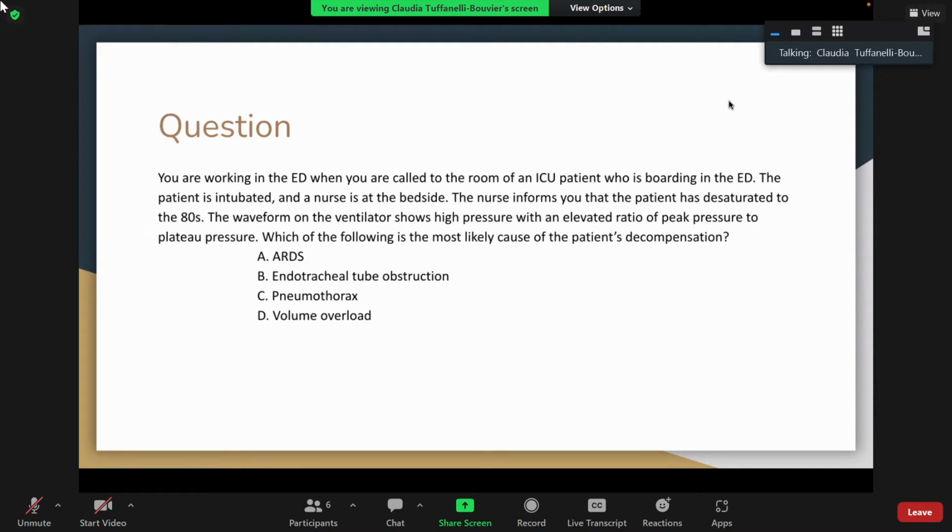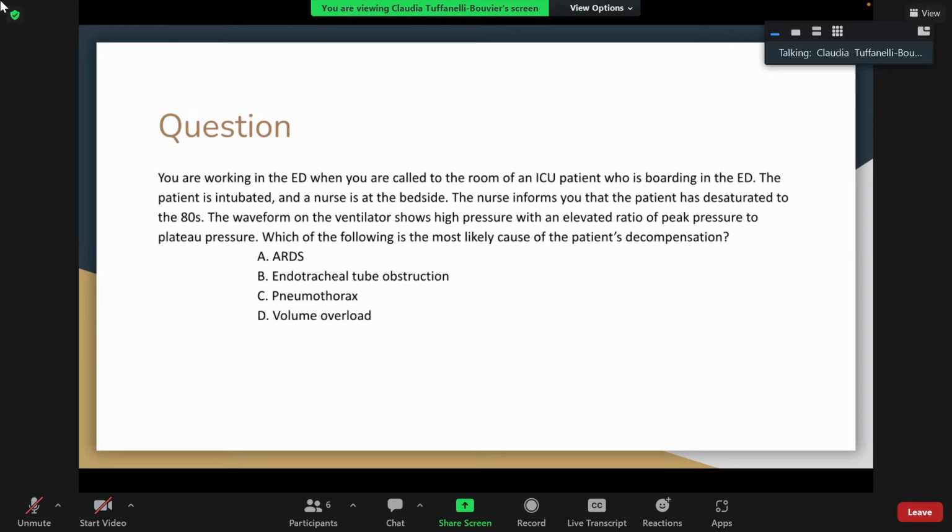So next question. You are working in the ED when you are called to the room of an ICU patient who is boarding in the ED. The patient is intubated and a nurse is at the bedside. The nurse informs you that the patient has desaturated to the 80s. The waveform on the ventilator shows high pressure with an elevated ratio of peak pressure to plateau pressure.